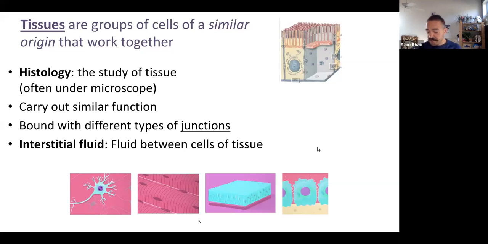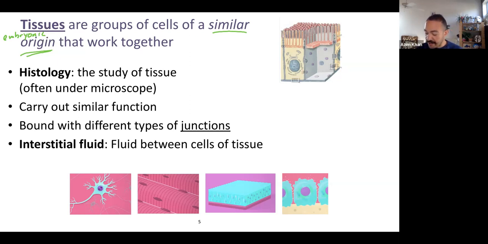Our definition of tissue is a group of cells of a similar origin that work together. When I say similar origin, we went over that in the last video, chapter three. By origin, I mean embryonic origin. And there were three embryonic tissues that we discussed.